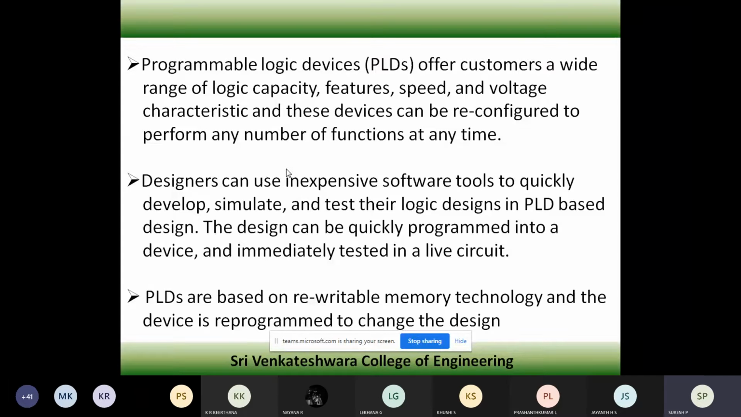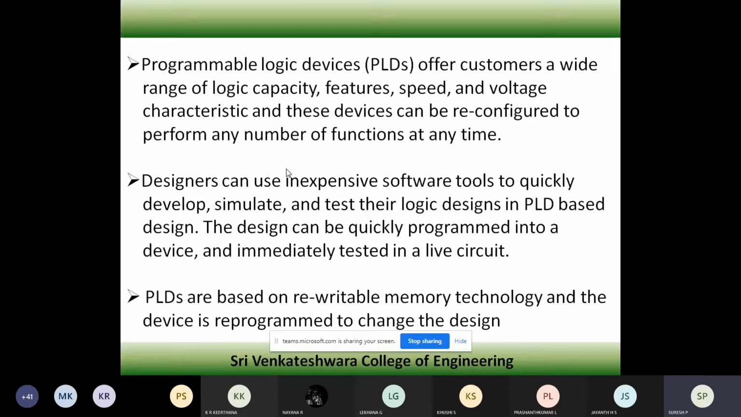And in your PLA, both your AND and OR are programmable. So in a programmable AND array, what is fixed? Your AND is programmable and your OR is fixed. Okay, so that's what you are going to write.